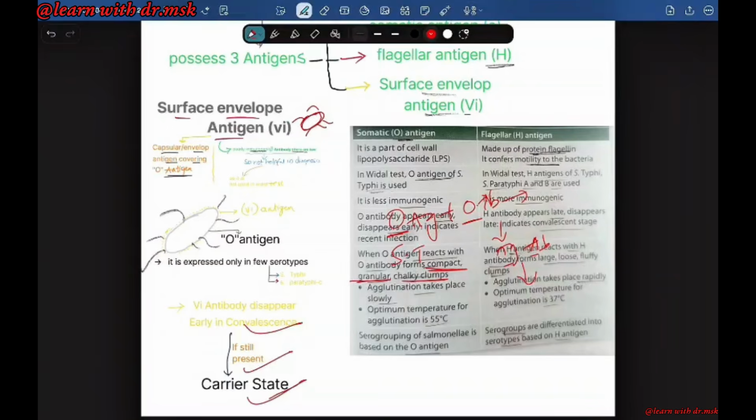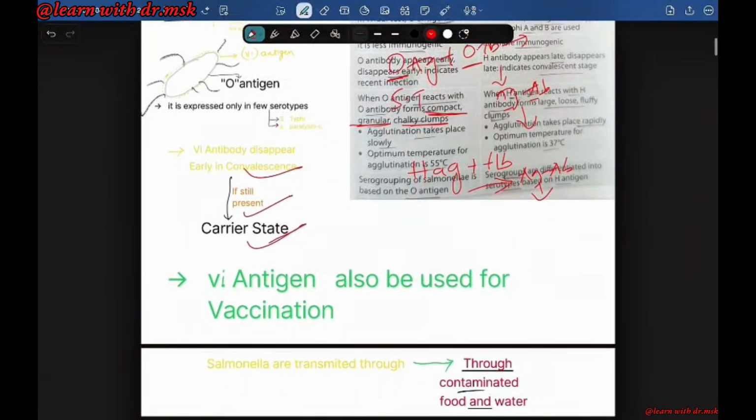What about the H antigen? When the H antigen reacts with the H antibody, there is an antigen-antibody reaction. After the reaction, how can we observe it? We can observe large, loose, and fluffy clumps. Large, loose, fluffy clumps. This process is called agglutination.